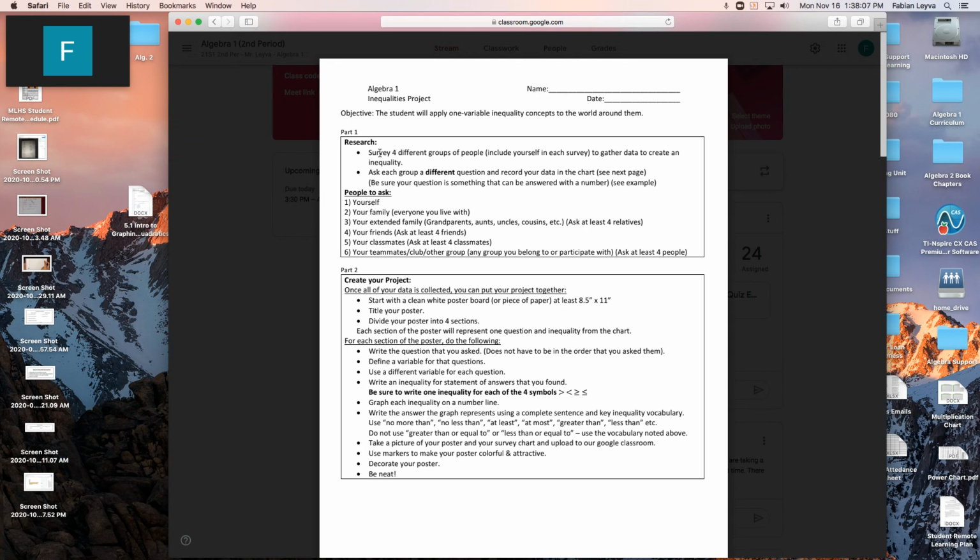The first part is research. You are to survey 4 different groups of people. Include yourself in each survey to gather data to create an inequality. Ask each group a different question and record your data in the chart. See the next page. Be sure your question is something that can be answered with a number.